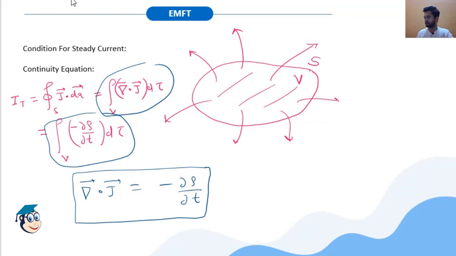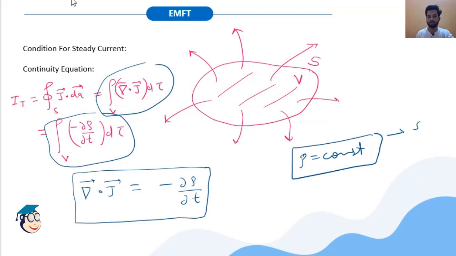So this continuity equation represents the local conservation of charge. And let us see what is the case of steady current. For steady current, we have rho constant. Rho is constant for steady current.